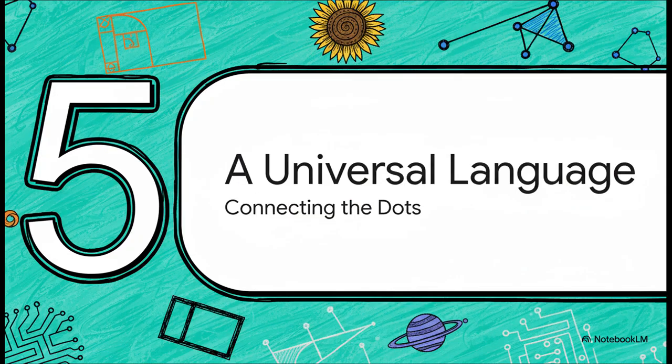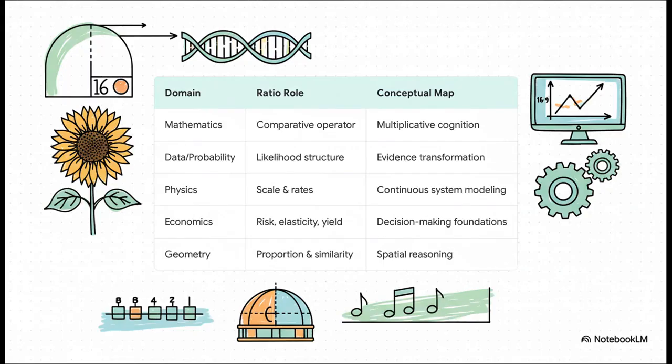So we've seen ratios in math, we've seen them in nature, and we've seen them in society. Now, let's just pull the lens back one last time and look at the whole big picture. This is where we connect all the dots and see how this one simple idea truly becomes a universal language. Now, what's so cool about this is how it lays out the whole metastructure.